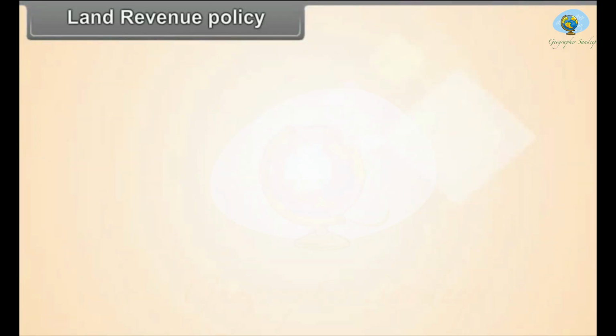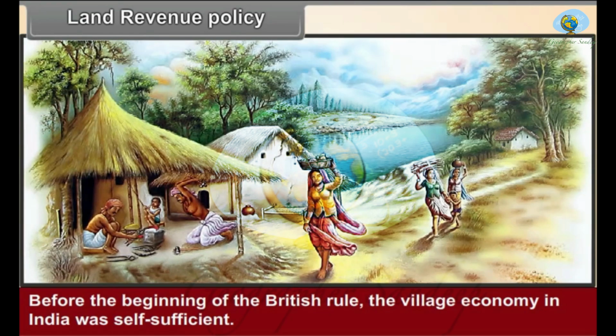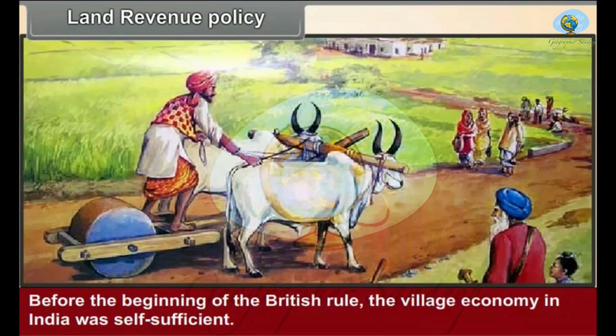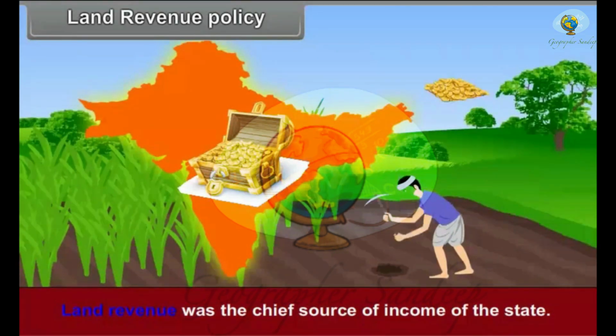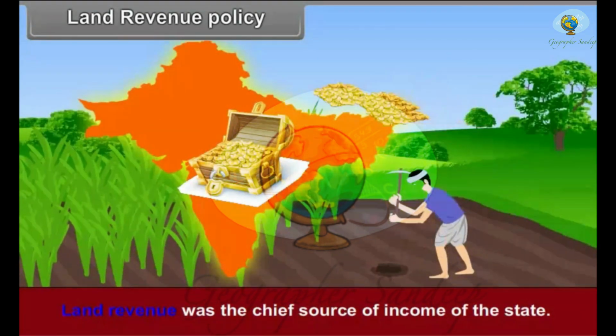Land revenue policy. Before the beginning of the British rule, the village economy in India was self-sufficient. All the needs of the villagers were fulfilled locally with the help of agriculture and other industries. Land revenue was the chief source of income of the state.